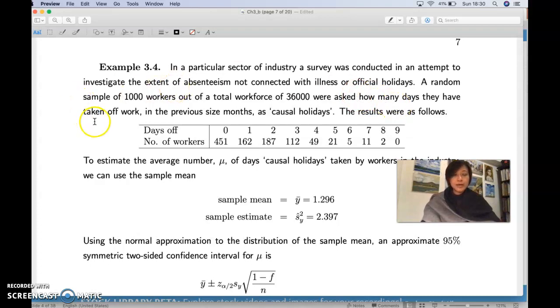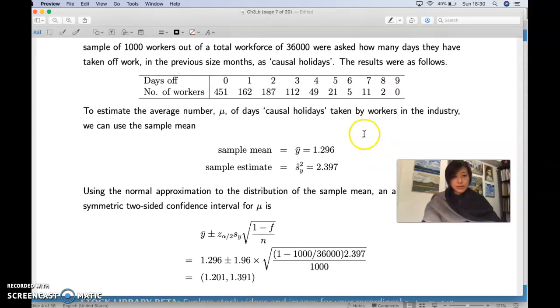And then we ask how many days they have taken off in the previous month. So for the number of days off, 0 days, we have 451 workers. Taking 1 day off, there are 162 workers. 2 days off, 187 workers, etc.